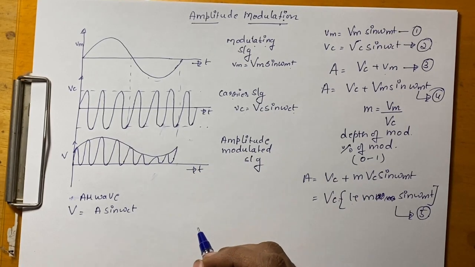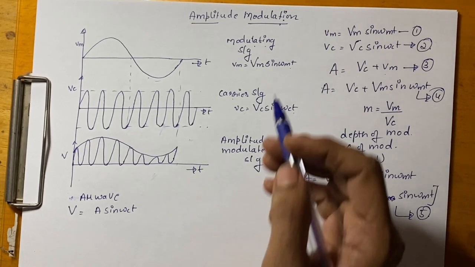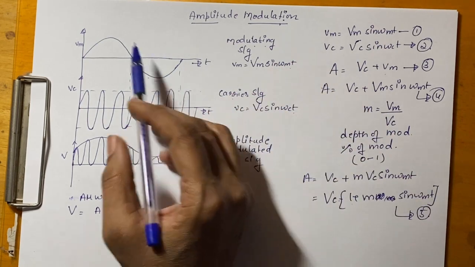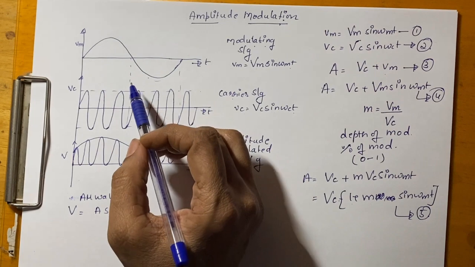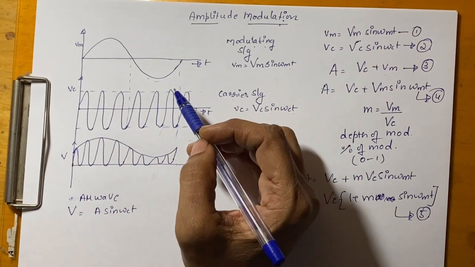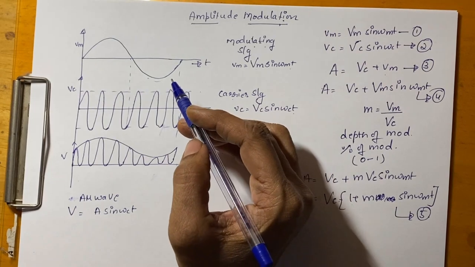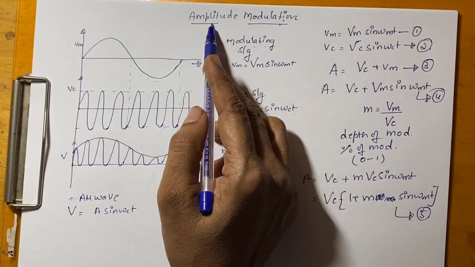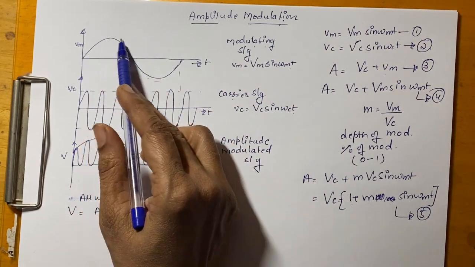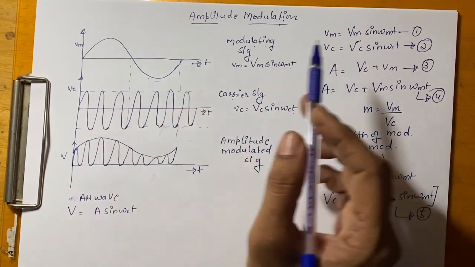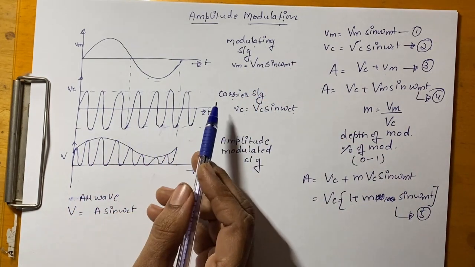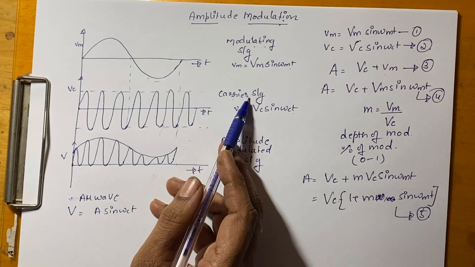Hello everyone. Today we'll be looking at amplitude modulation. As we know, if the amplitude of a carrier signal is varied in accordance with the instantaneous value of a modulating signal, then it is nothing but an amplitude modulated wave. In this figure, we can see that this is a low frequency signal termed the modulating signal, and this is a high frequency signal represented as the carrier signal.